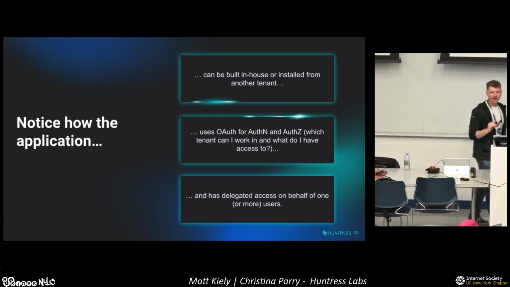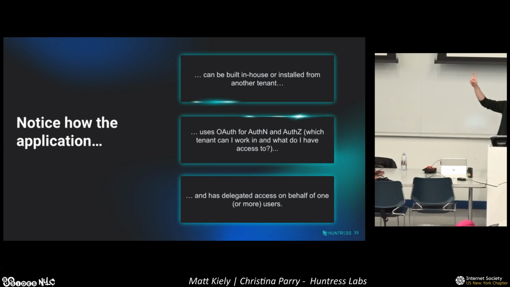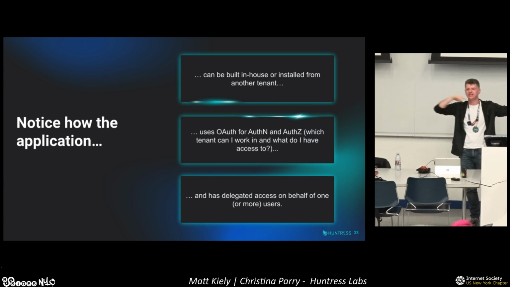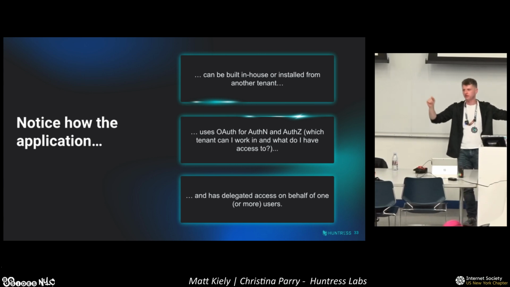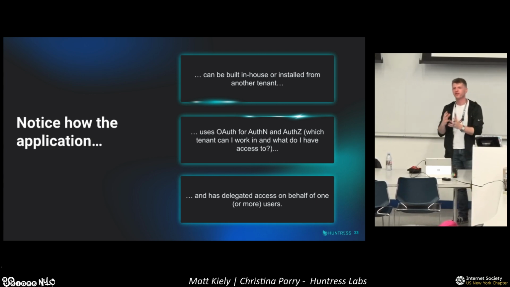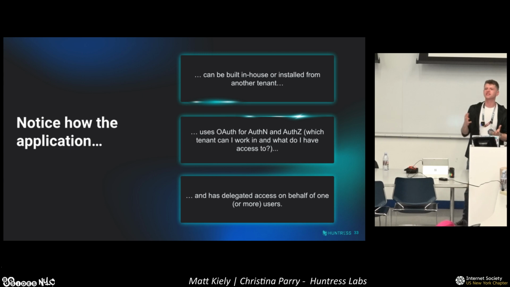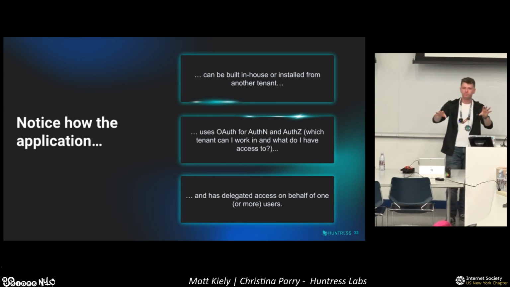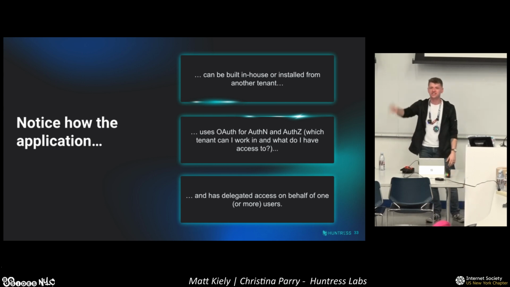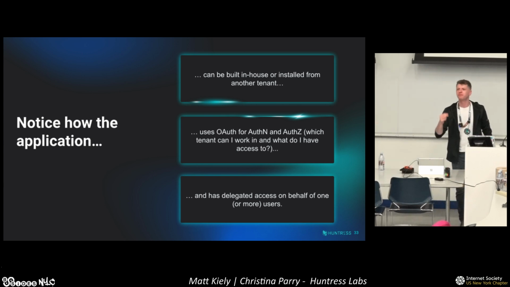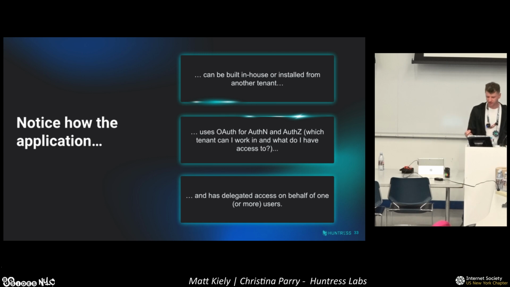So notice how the application can either be built in-house if somebody develops it in-house for their own tenants, or it can be built in another tenant and then installed via a service principal in the home tenant of the user. It uses this entire system of authentication called OAuth, right? And that is everything from the installation of the application to the authorization and the authentication. Those are 2 different things. Basically, yes, I want you in this tenant, and yes, you can have access to these permissions, right? And that's all governed by Microsoft's implementation of OAuth in Azure.